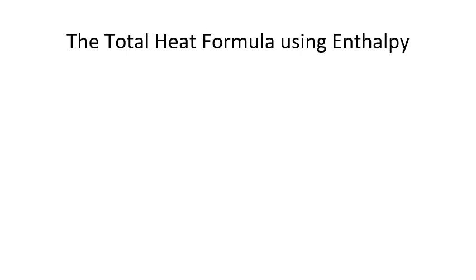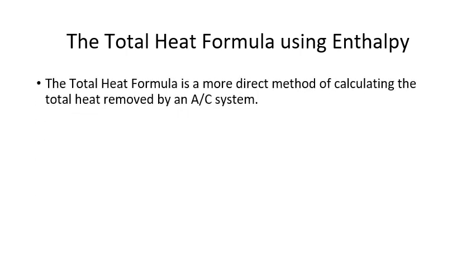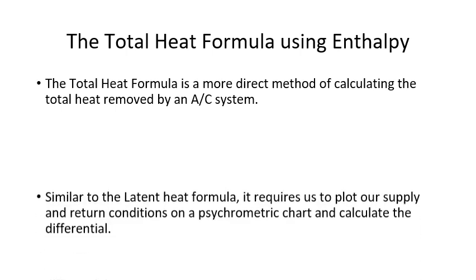If you recall, we said there were two ways to calculate total heat. We could add sensible and latent heat together, which is what we just talked about, or we can use the total heat formula to calculate total heat. Total heat is also called enthalpy, which is an important term to remember. The total heat formula is actually a more direct method of calculating total heat that's removed from a system. So that's the method that you'll use in the field more likely.